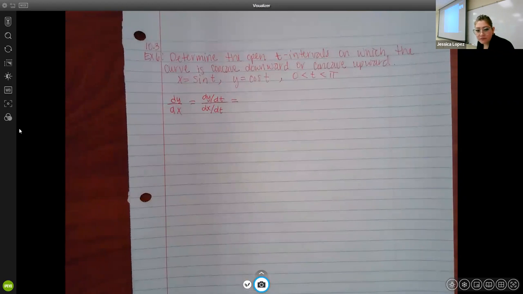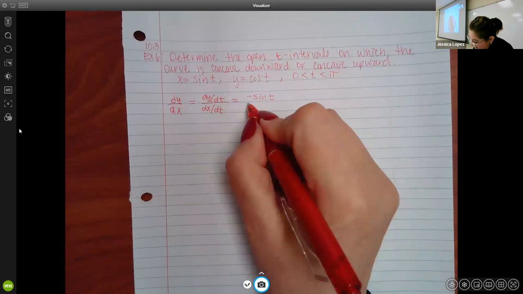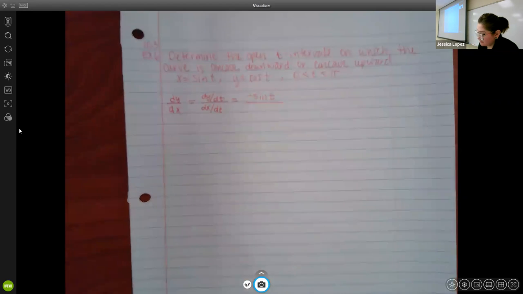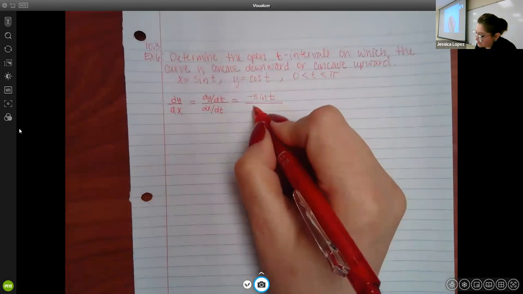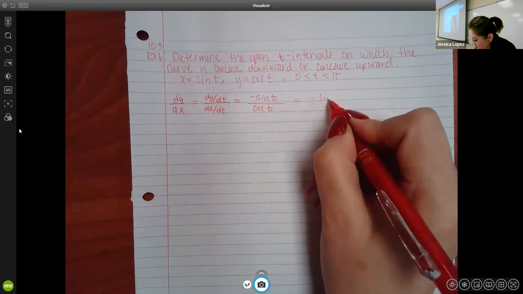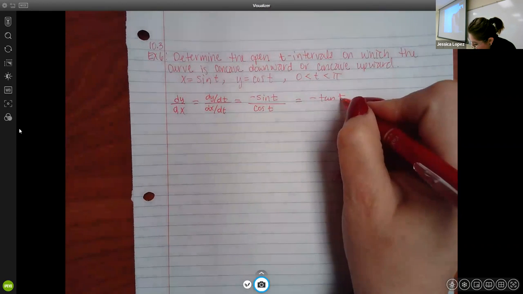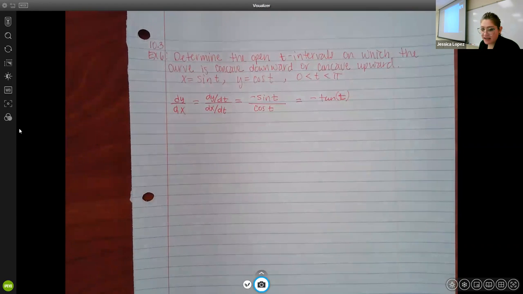So what is the derivative of y? Cosine t. What is the derivative of cosine t? Almost. Negative sine t, there you go. And then what is the derivative of sine t? That one is cosine t, positive. Which is the same thing as saying negative tangent, isn't it? I always like to use my parentheses because the tan and then the t, I can get lost. I mean, lose track real quick.